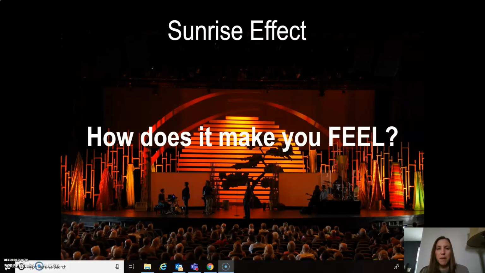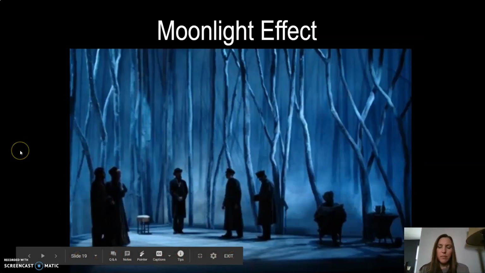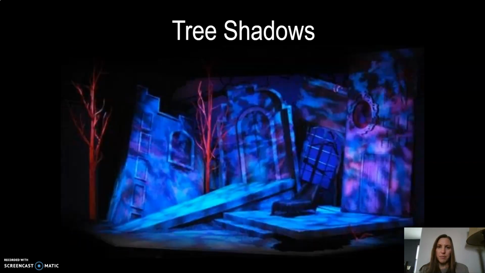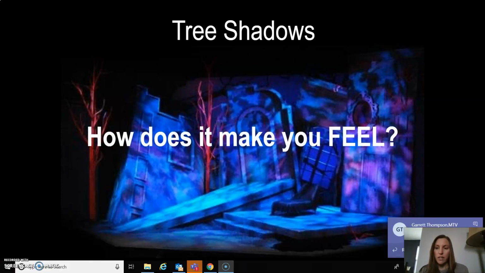And again, this one might make me feel warm, a new beginning. A gobo could be used to create moonlight effects, so this might make me feel dark or mysterious. Tree shadows are a really cool effect. They might make you feel, again, haunted or uncomfortable, unnerving.